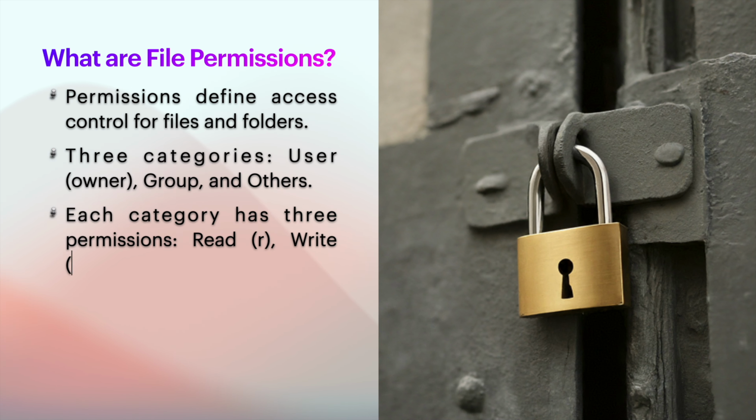Again, each category has three permissions. Read. It allows viewing the contents of a file or listing files in a folder. Write. It allows modifying the contents of a file or creating or deleting files in a folder or directory. The last one, execute. It allows running a file as a program or entering a directory.